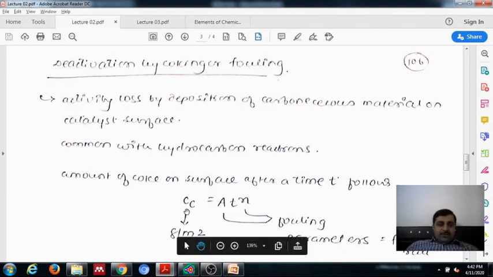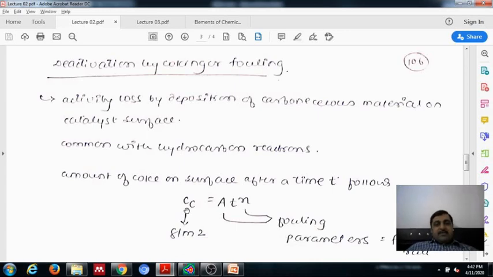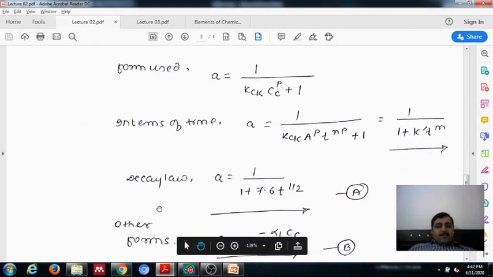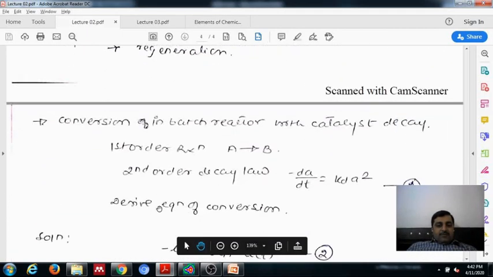While in the case of sintering or aging, these are irreversible, where the metal particles cannot redistribute on the surface area. At the same time, you cannot reconstruct the pore structures. Let us move on to the next part of this.